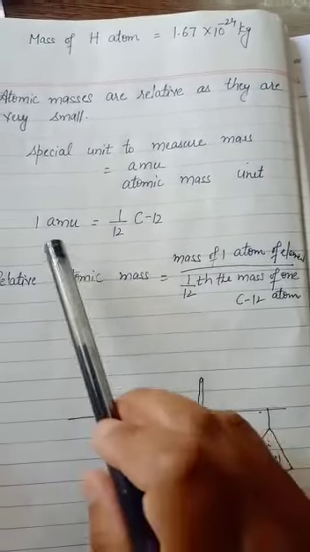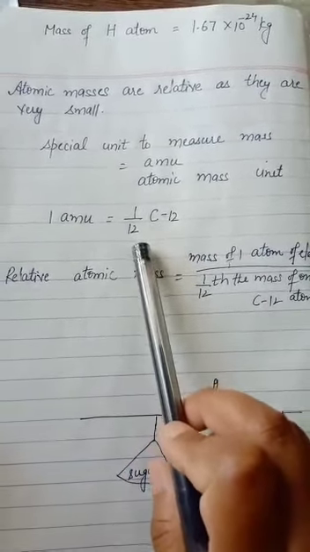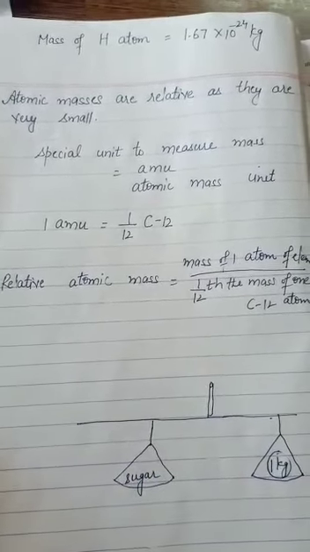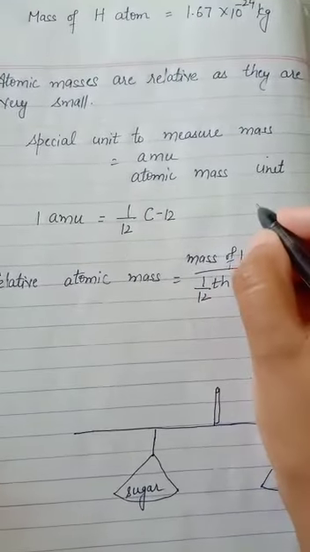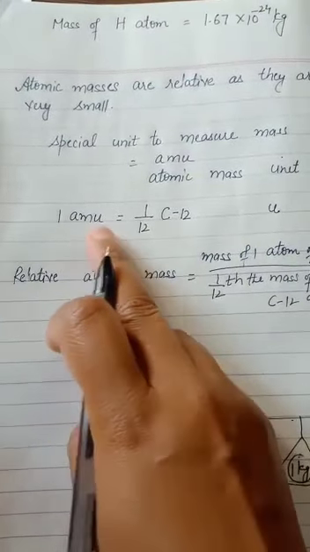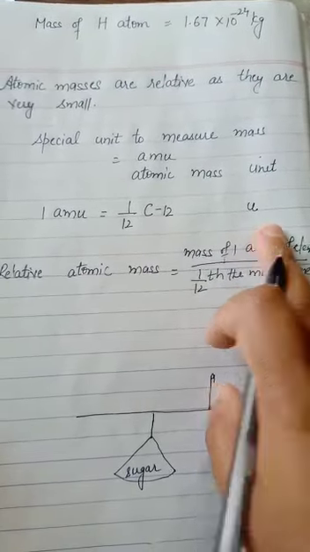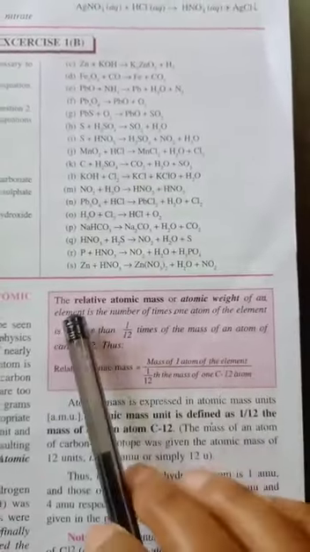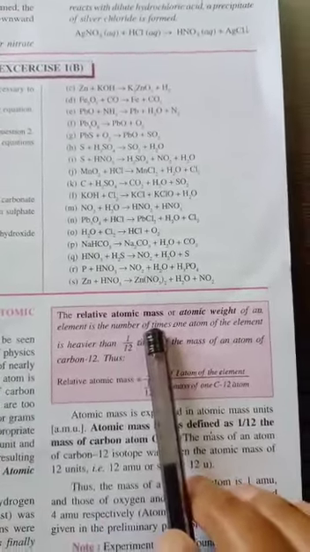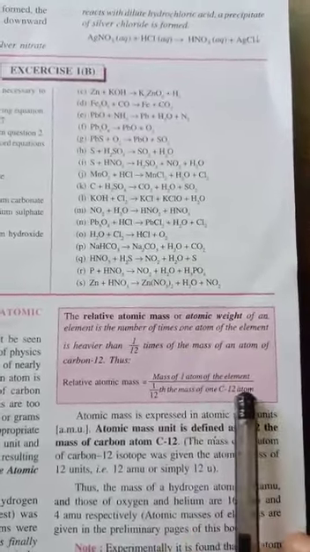And it is assumed that 1 AMU, that is 1 atomic mass unit, is equal to 1/12th the mass of carbon-12, and the symbol u can be used for atomic mass. So as the unit for atomic mass we can use AMU, or simply u. So this is the definition. Relative atomic masses are not the actual masses of the atoms, but are compared with carbon-12.